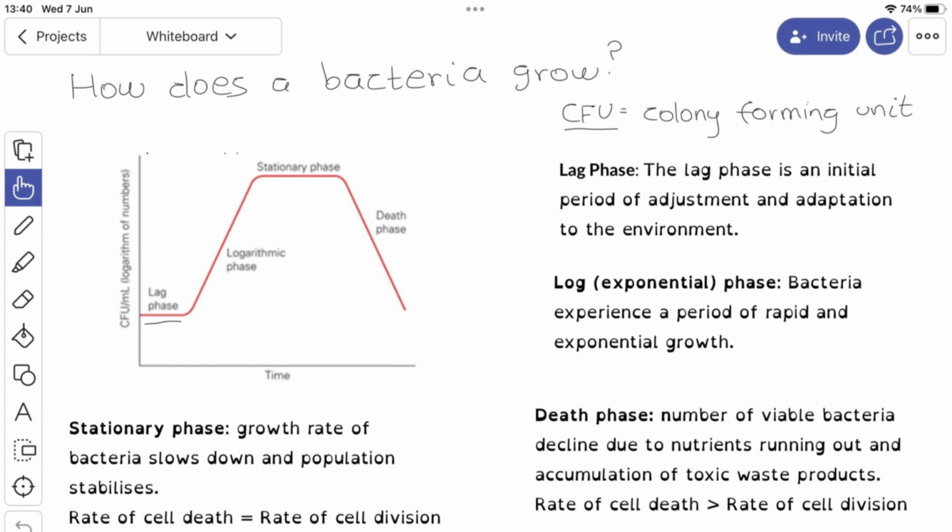Next, you have the logarithmic phase, also known as the log phase or the exponential phase. In this phase, the bacteria experience a period of rapid and exponential growth. So in this phase, the conditions are quite favorable.